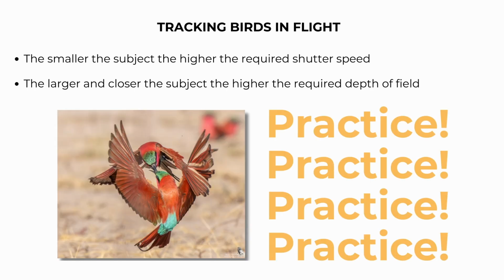Now, in terms of tracking birds in flight, the key that I try and hold on to is that the smaller the subject, the higher the required shutter speed is to actually freeze the motion. I mean, you can think a seagull versus a kingfisher. You're going to need a lot more shutter speed on the kingfisher to actually freeze those wings. And the larger and closer the subject, the higher the required depth of field. You want to get the whole thing in focus. I can't remember when last I just shot at f2.8, other than if the light is extremely low and you need to get the shot. So for me, it's all about getting the whole subject in focus.